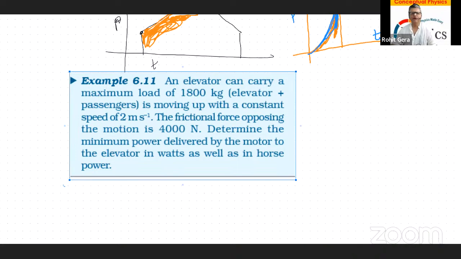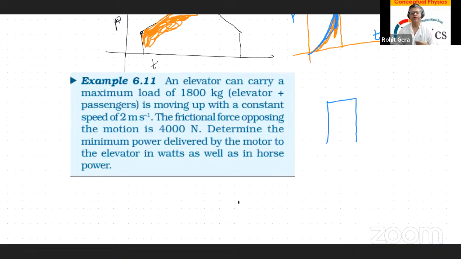Think, no, make a free body diagram and see what's happening. Who will provide this kinetic energy to the lift? From where will you get it? Motor has to do everything, right?